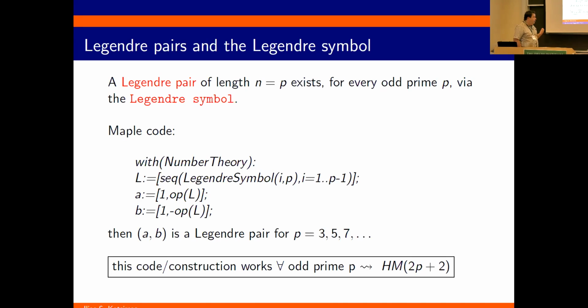And moreover, once we have a prime p and a Legendre pair of order p, then we also get a Hadamard matrix of order 2p plus 2. Okay? How is this done?